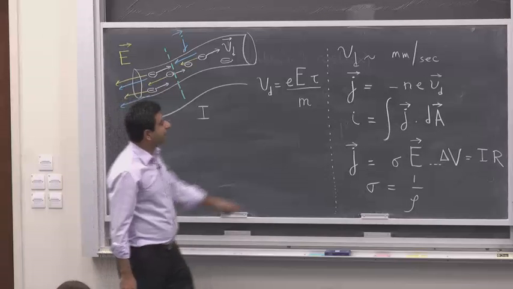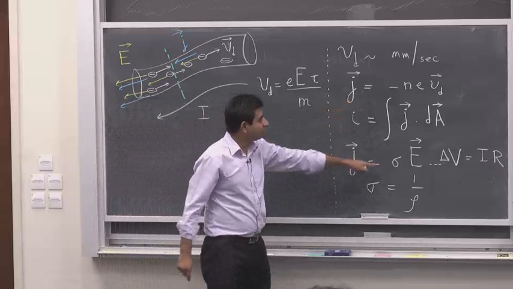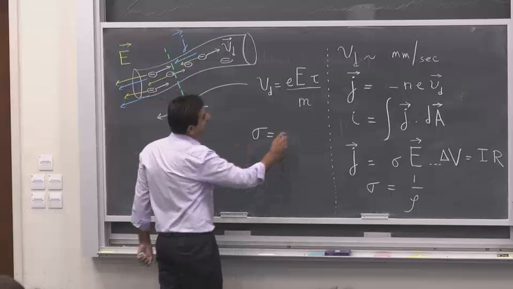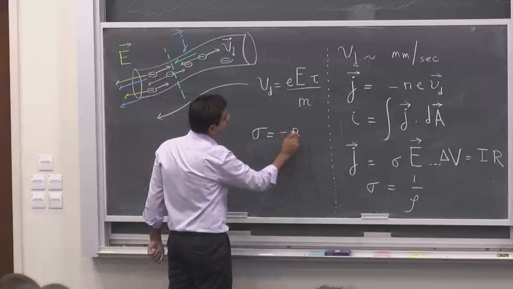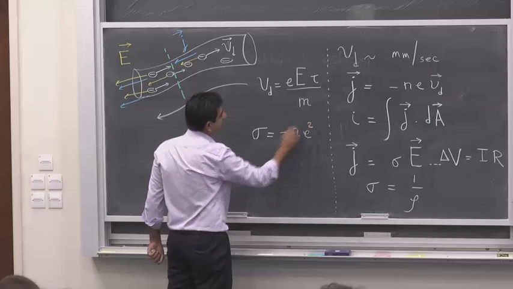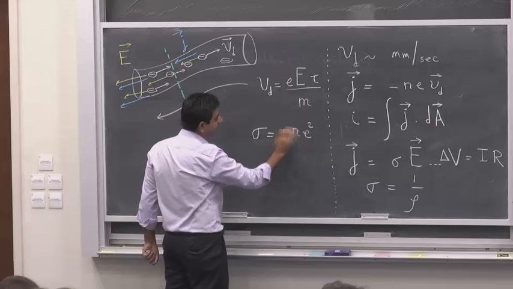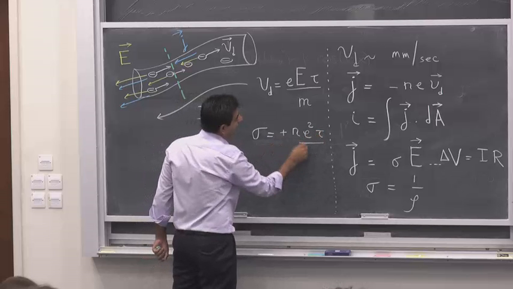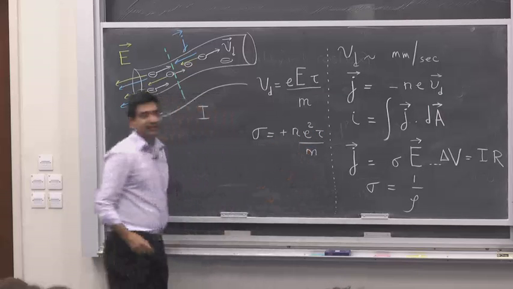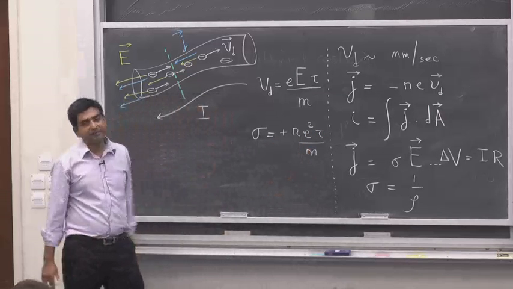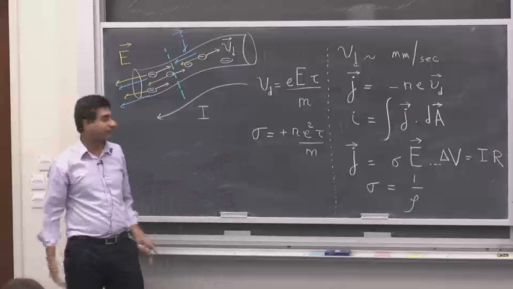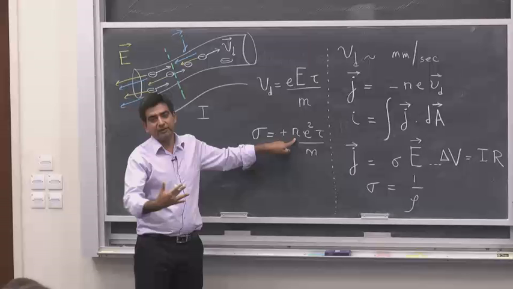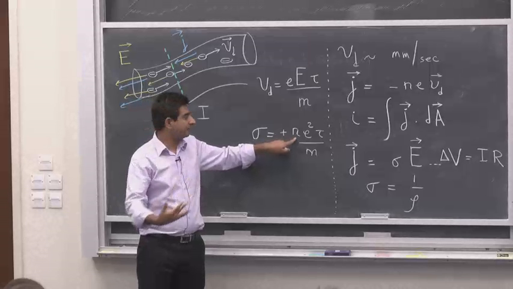So if we put this relationship into here, we'll find out what the conductivity is. The conductivity is given by minus n e squared, so the minus e and minus e cancel out to give you a positive sign, tau over m. So this is a phenomenological expression for the conductivity of the material. Higher the carrier density, more charges are available to contribute to conduction.